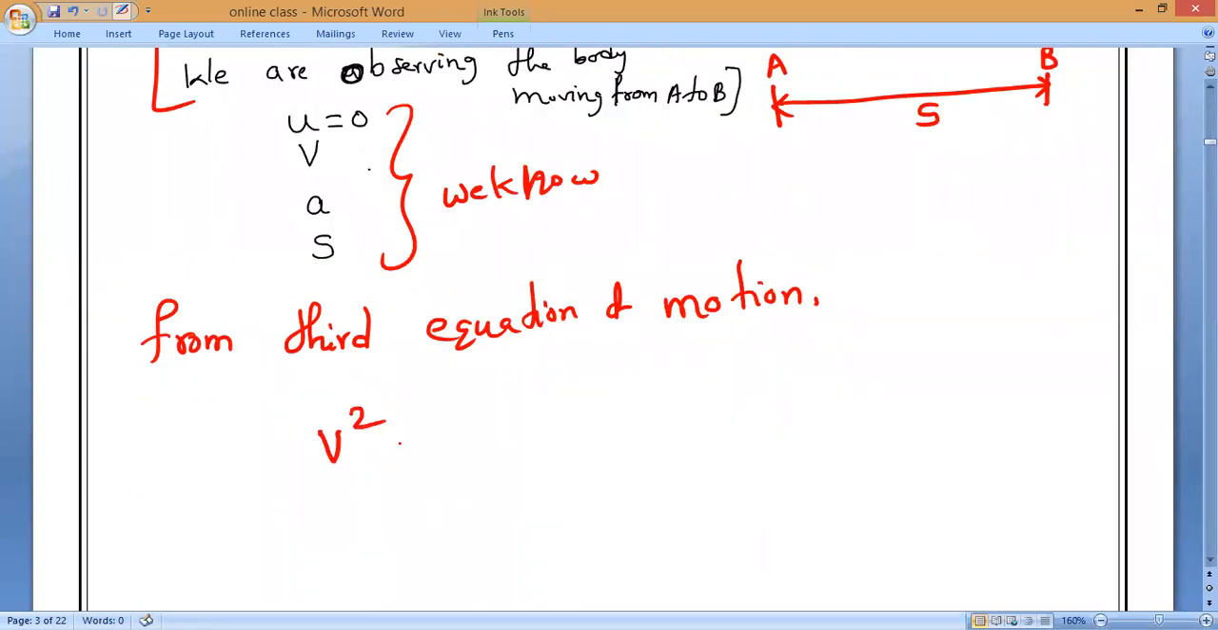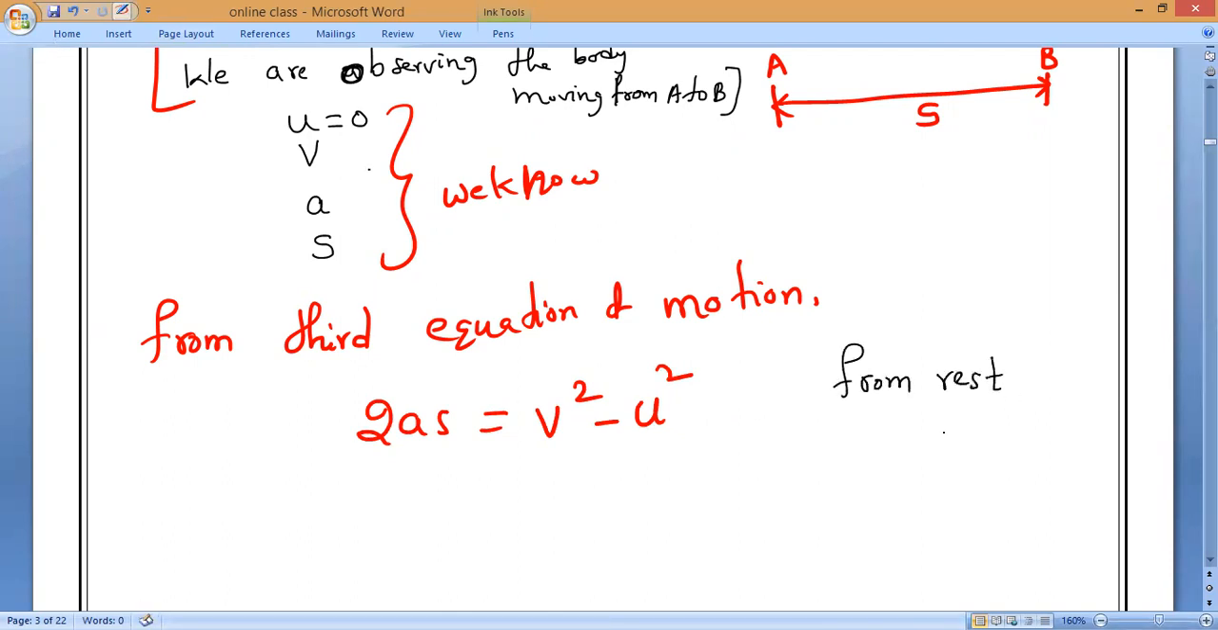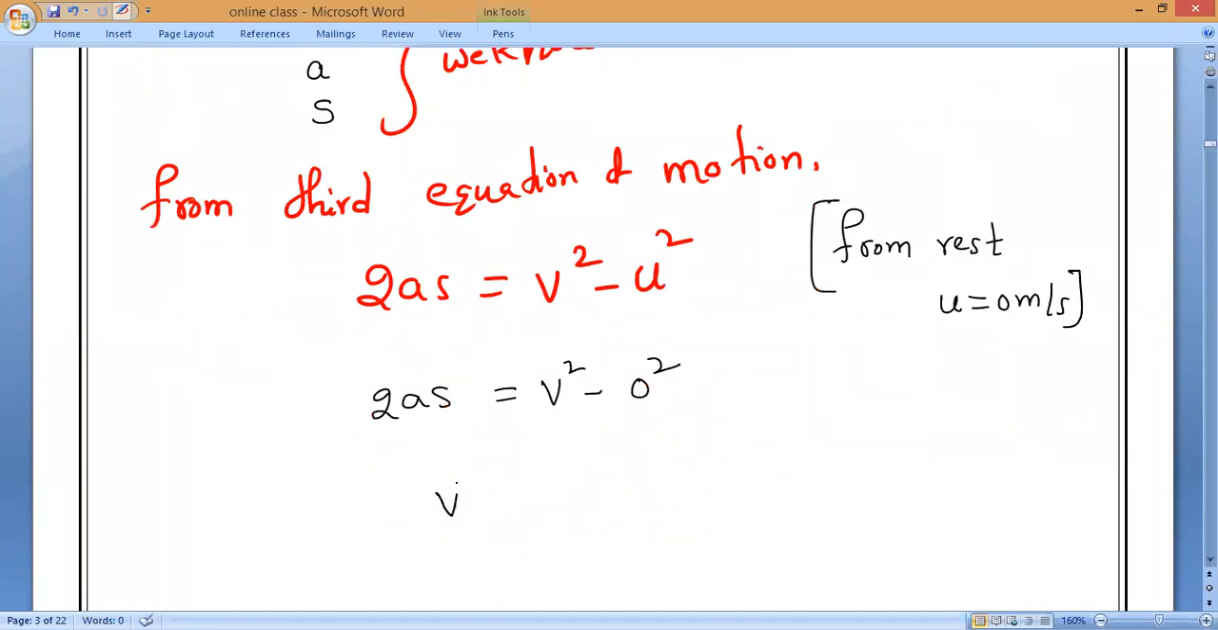v squared minus u squared is equal to 2as, or you can write it as 2as is equal to v squared minus u squared. Now, the body is starting from rest, so the initial velocity u is 0. If I substitute this, v squared minus 0 squared is equal to 2as. So from that, v squared is equal to 2as.